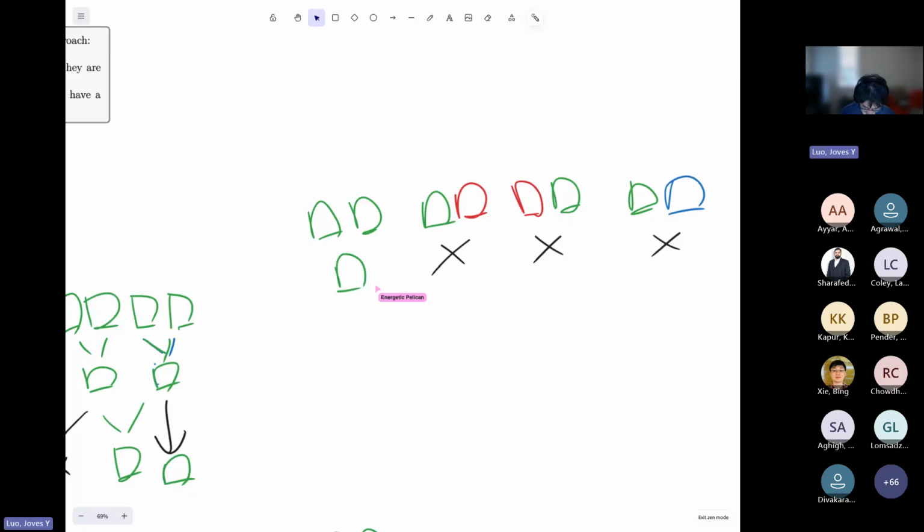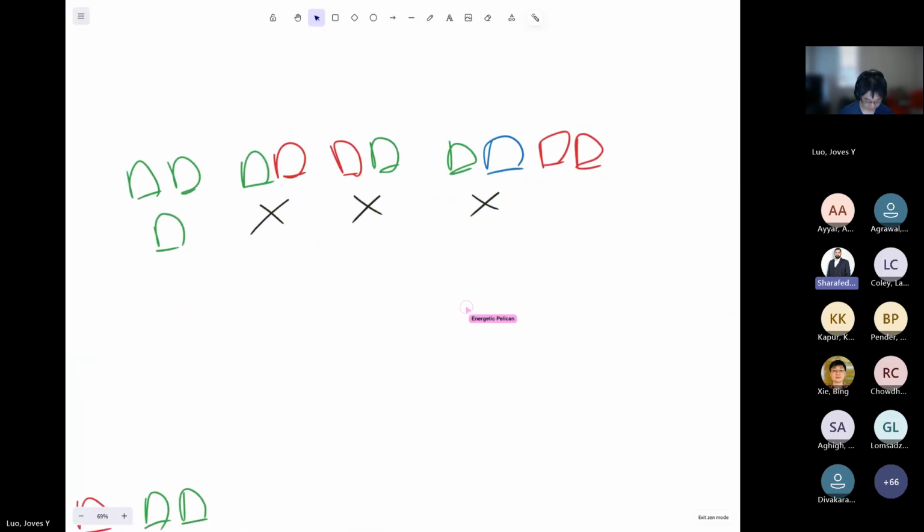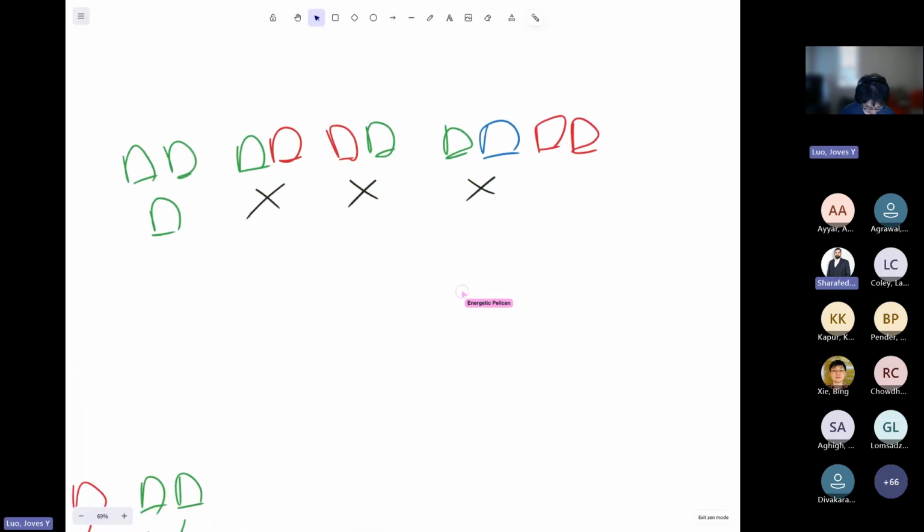Sorry, hold on. We add one red, 1 red, and 1 green, 1 green. Okay. So the red will bubble up also. This becomes red, and this becomes green, right? Bubble up. Yes. Okay.